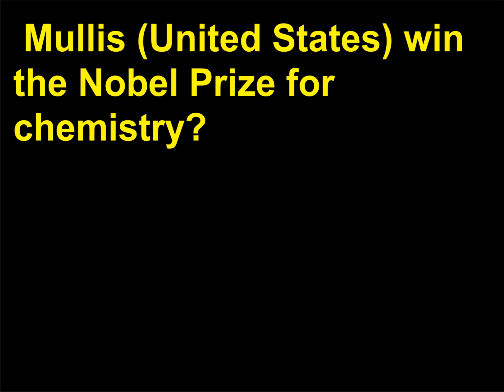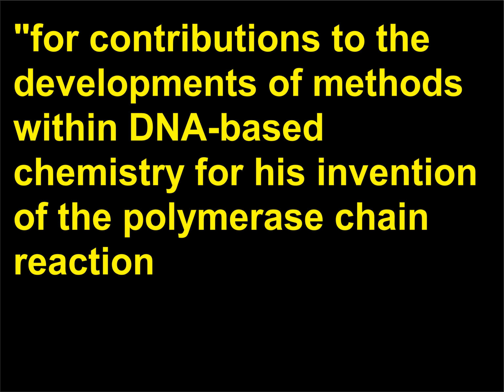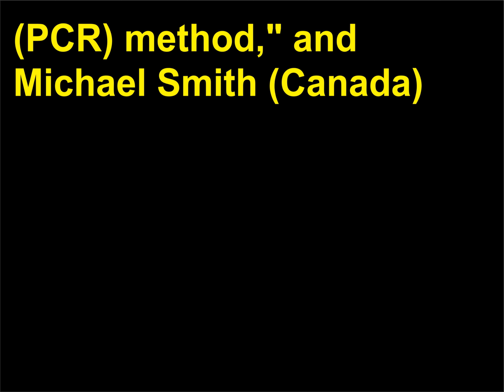Why did Kary B. Mullis, United States, win the Nobel Prize for Chemistry? For contributions to the developments of methods within DNA-based chemistry for his invention of the polymerase chain reaction, PCR, method, and Michael Smith, Canada.